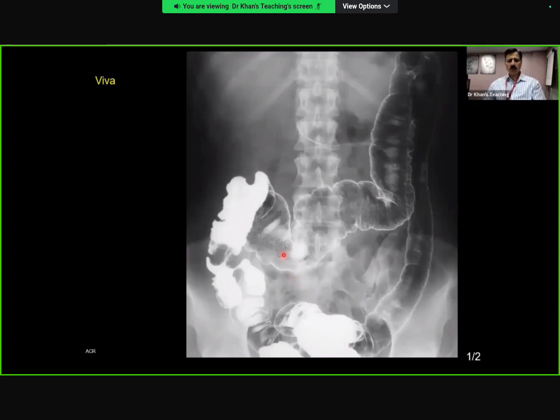So are we concerned about the descending? Is this transverse colon normal? No, this is not normal. There are multiple polyps, which look like pseudopolyps. So in the differential, we may include ulcerative colitis. Okay, fine. Thank you.